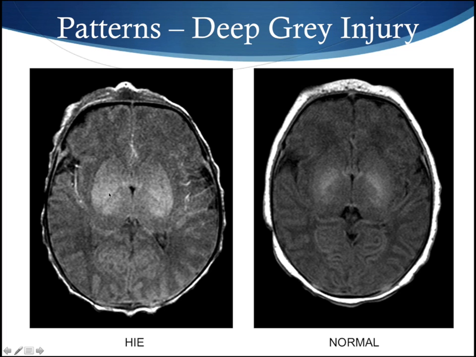Another helpful finding, which in our experience is not always present, is a dark appearance of the posterior limb of the internal capsule. But it's also important to remember that this can also be seen in more premature infants, as these tracts are less likely to be myelinated.